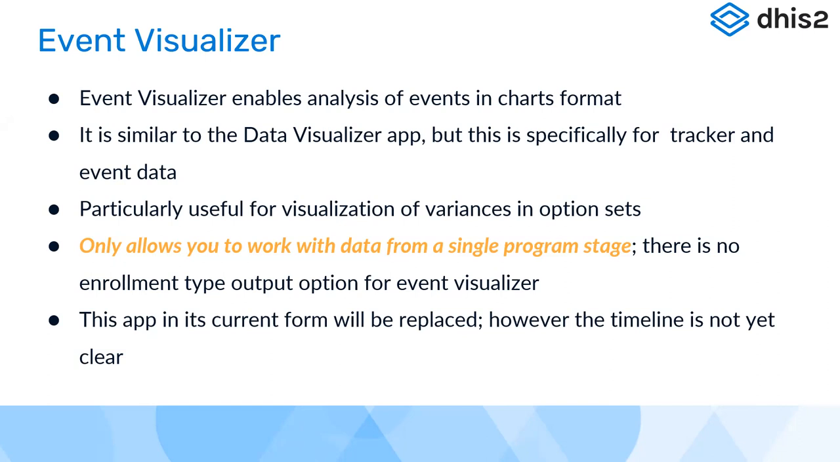But we must also take into consideration that Event Visualizer only allows you to work with data from a single program stage, right? So we are not able to pull data from multiple or different program stages and visualize them in the Event Visualizer. Also, there is no enrollment type output option for Event Visualizer, so it is only visualizing the events, no enrollment. And therefore we can't combine various data elements from different program stages in visualizations. So that's a major limitation in the Event Visualizer app as it is now.